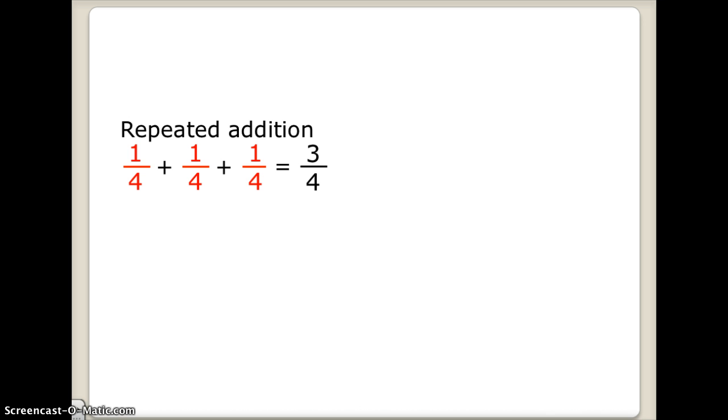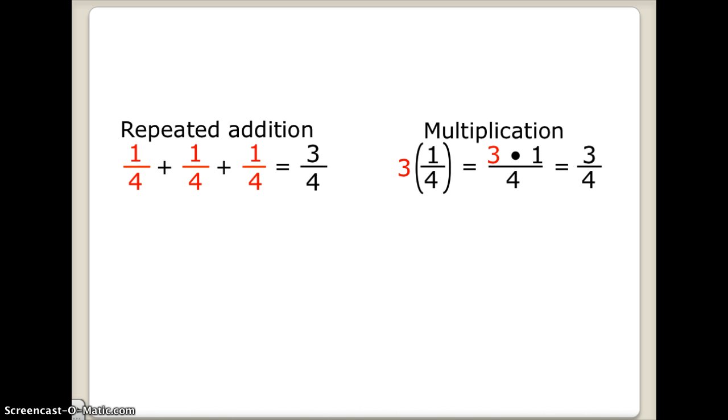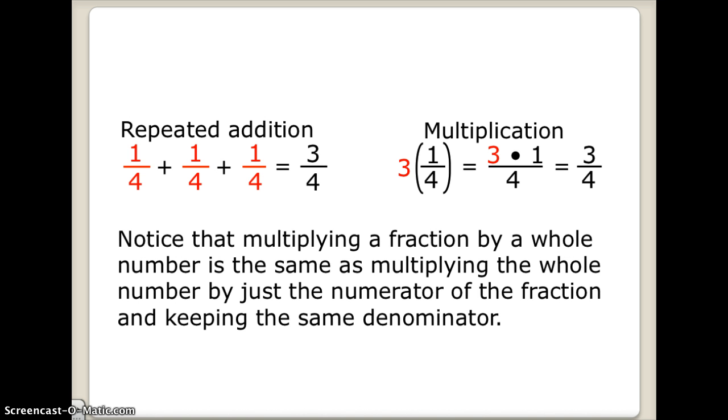Remember, repeated addition and multiplication are one and the same. We could add 1/4, 1/4, 1/4 and get 3/4, or we could multiply 1/4 times 3 and get 3/4. So it's really the same concept, adding all the numerators as it is to multiply the numerator by the number of times you repeat it.